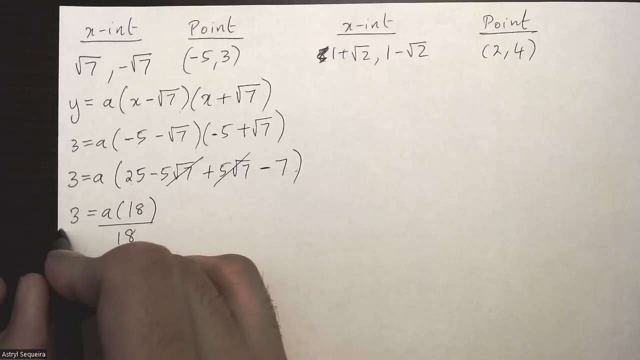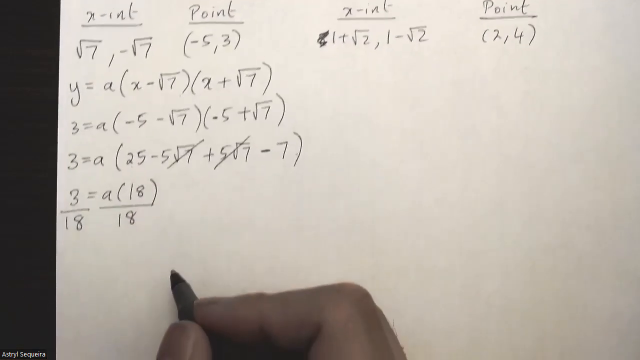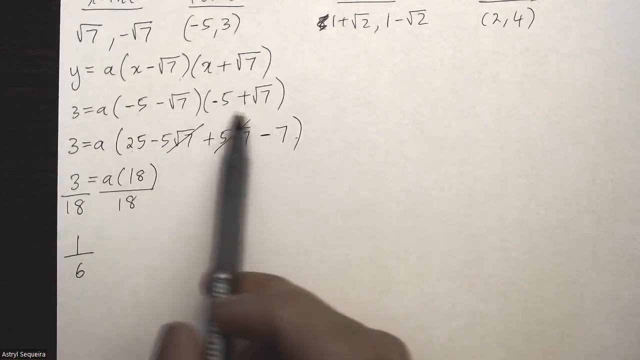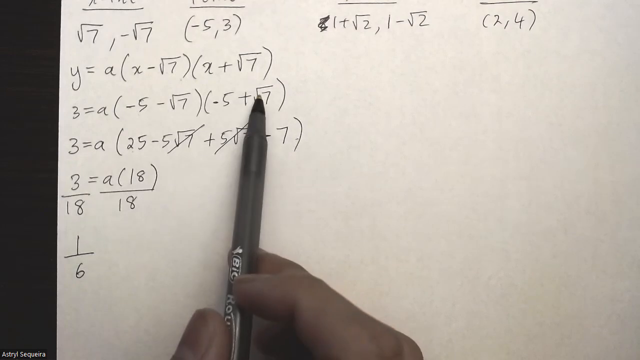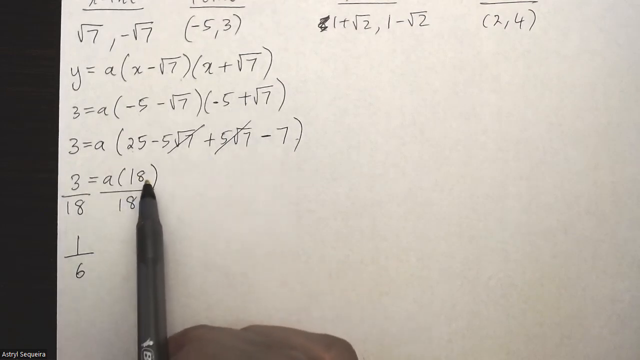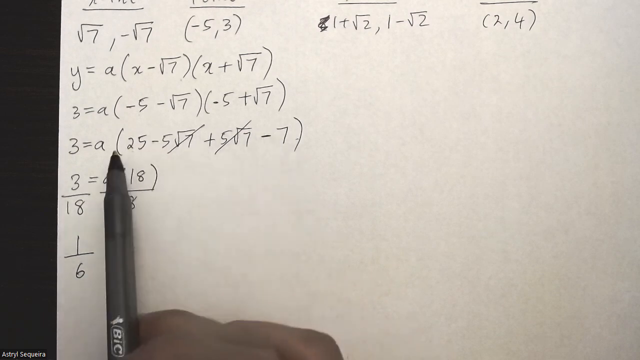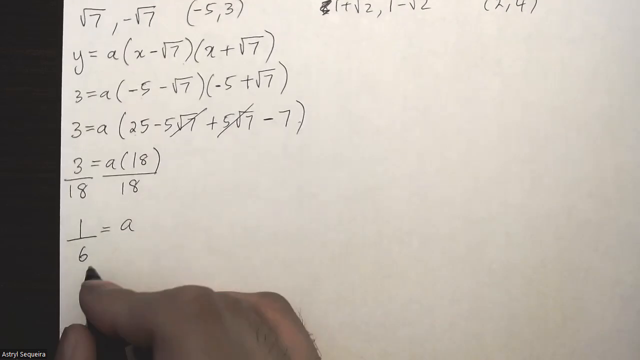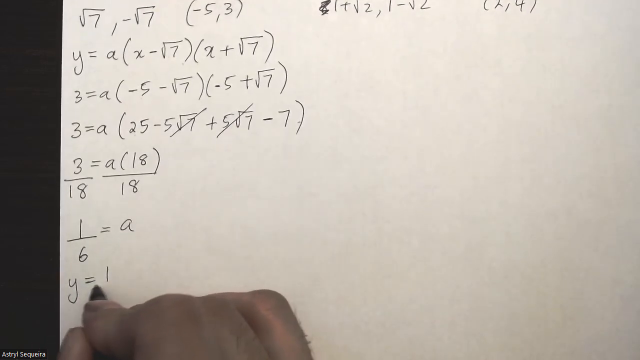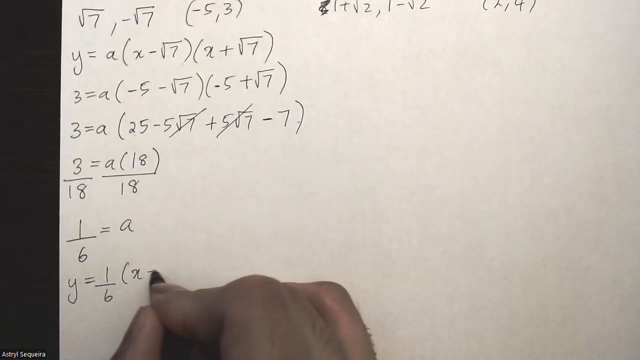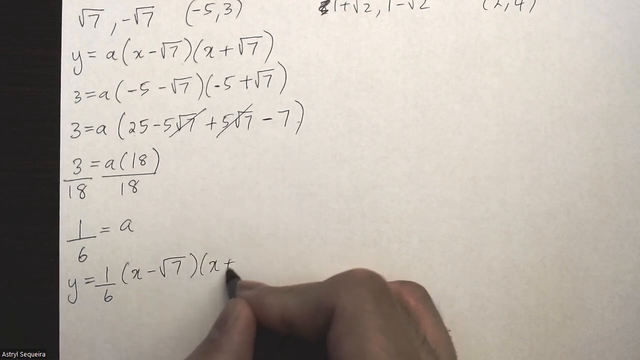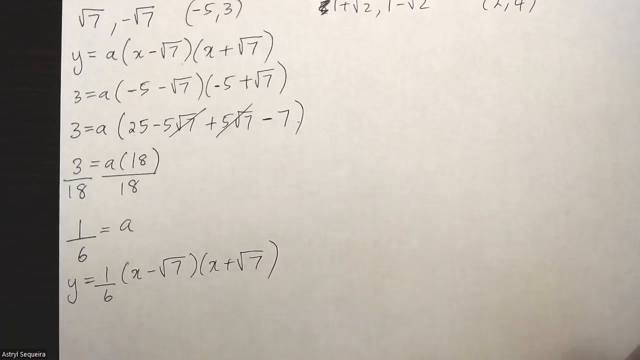Divide by 18 on both sides. 3 divided by 18 is just 1/6. If you do this calculation in your calculator of multiplying these two brackets, you should get the same answer as me here as 18. But if your teacher requires you to show the steps, you should show this middle step. Then we finally just rewrite the equation: y equals 1/6 (x - √7)(x + √7).